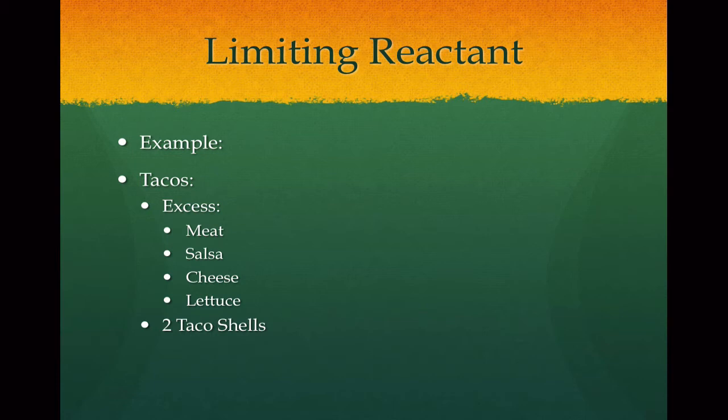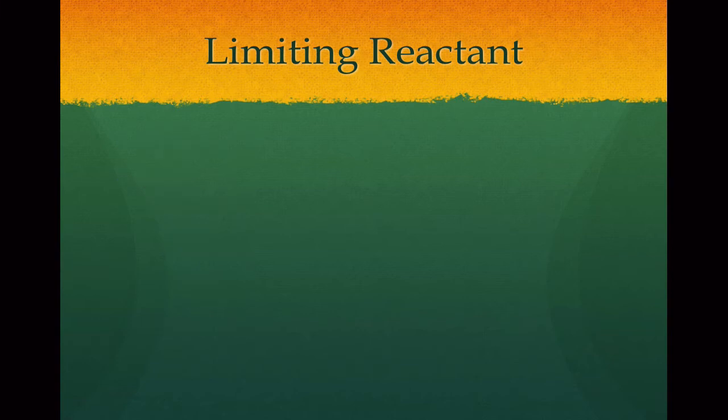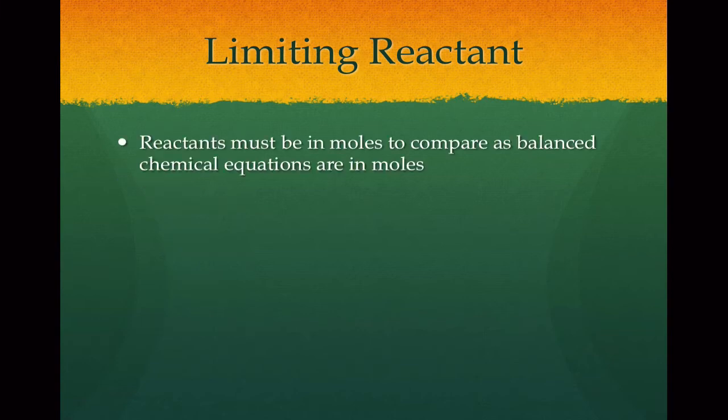Once those 2 shells are filled up and eaten, we can't make any more tacos even though we have meat, salsa, cheese, and lettuce left over. We don't have one of the important reactants to continue to make the product. This is the same way that I want you to think about chemical reactions. And I'm going to run through a few different suggestions or steps on how you can actually go through and calculate the limiting reactant in a chemical equation.